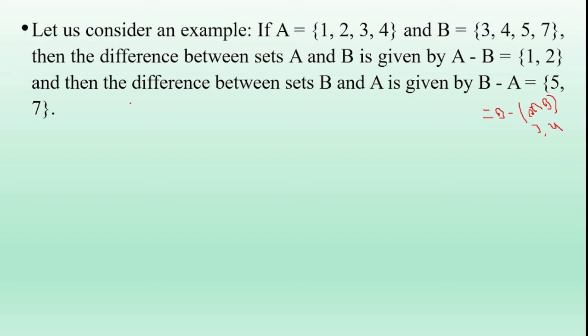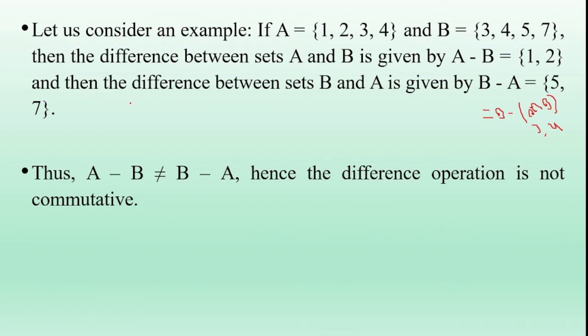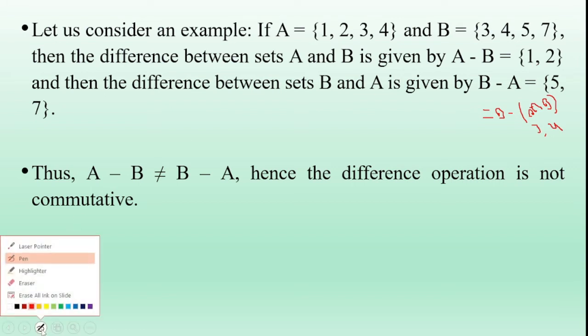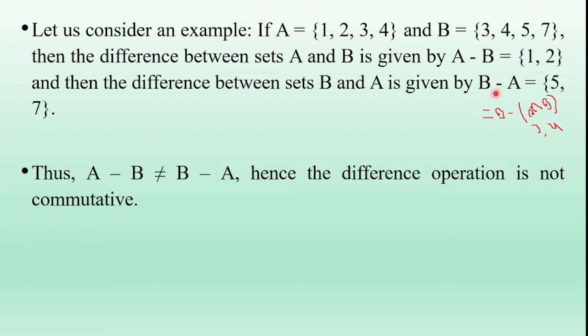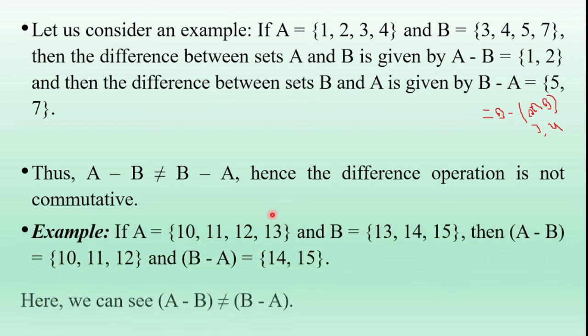Next one is symmetric difference. But before going to the symmetric difference, here we can observe that A minus B is equal to {1, 2} and B minus A is equal to {5, 7}. So here A minus B is not equal to B minus A. Hence we can observe that the difference operation does not satisfy the commutative law. That is, A minus B is not equal to B minus A. And this is one more example.